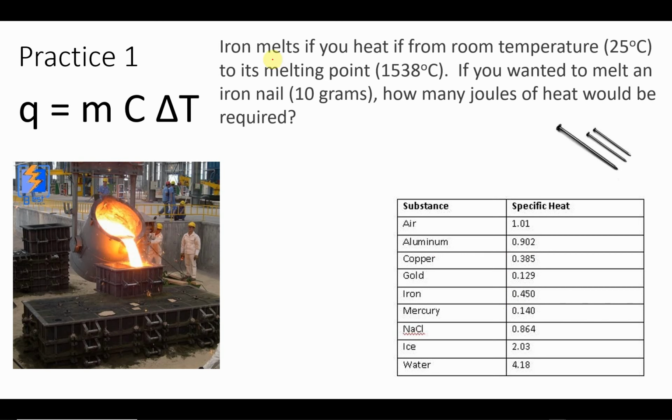And what I want to know is if iron melts when you heat it from room temperature up to its melting point of 1538 degrees Celsius. Wow, that's really high. If you wanted to melt an iron nail, which weighed 10 grams, so obviously a lot less than these people are doing here, we're talking like a little itty bitty nail like that. But in any case, if you wanted to raise it from that temperature to that temperature, I want to know how many joules of heat would be required. So go calculate that now.